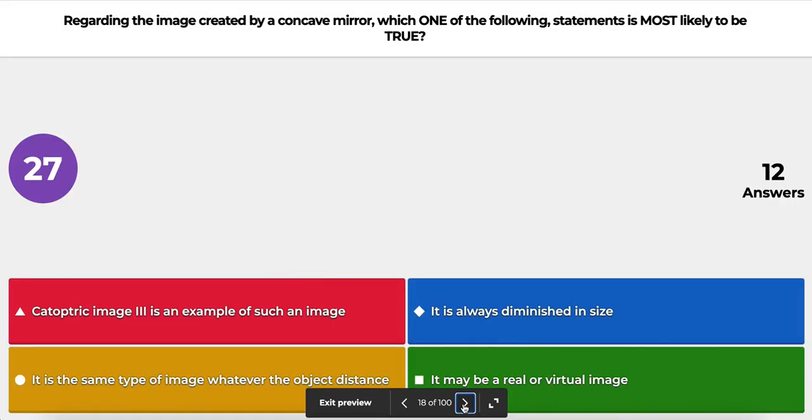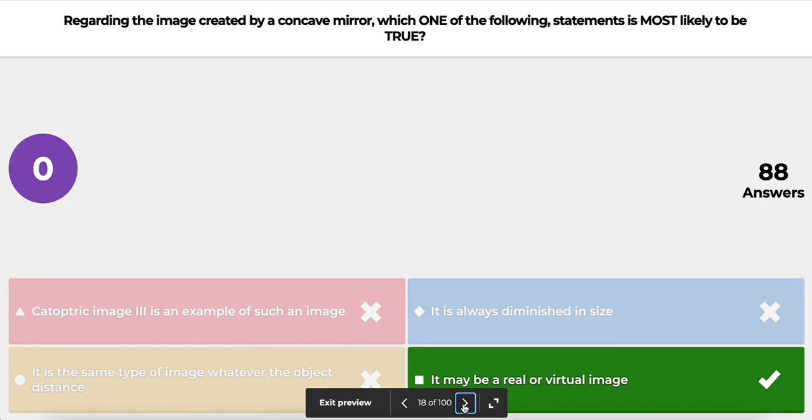Regarding the image by concave mirror, which one of the following statements is most likely to be true? Catoptric image 3 is an example of this image, or it is always diminished in size, or it is the same type of image whatever the object distance, or it may be real or virtual image. So the right answer: it may be real or virtual image.